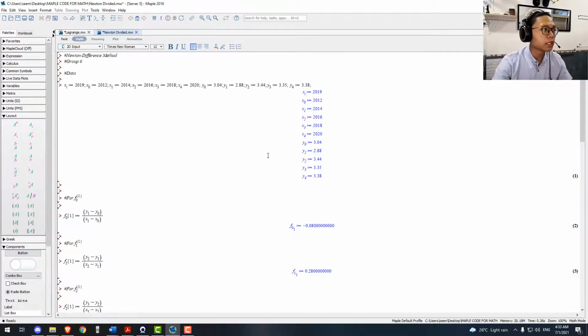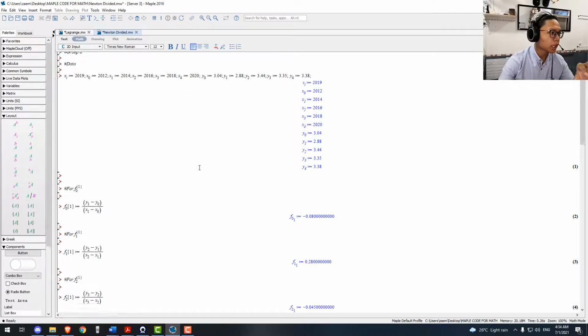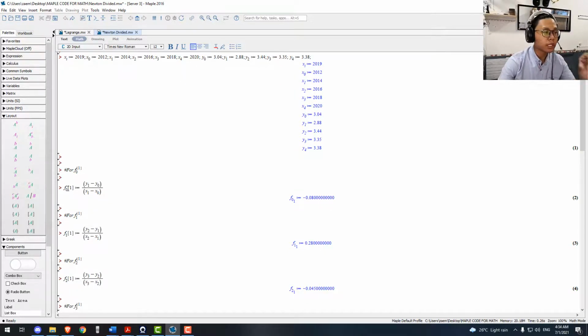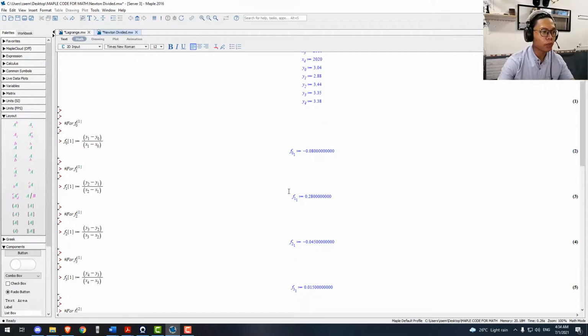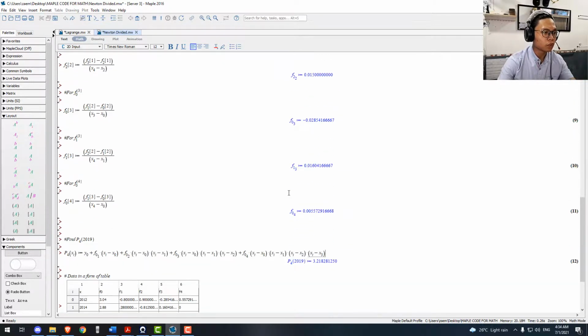Here is the Newton divided. It's the same as the Lagrange, so I will show you in detail how. This is the Newton divided difference method, and this is the data where x is the year and y is the unemployment rate for Malaysia. Same here, we run the data, and here is the formula in detail on how to find the values in the table: f01, f11, f21 and so on. After we run it, we get the answers here, f01, f11 until f04.